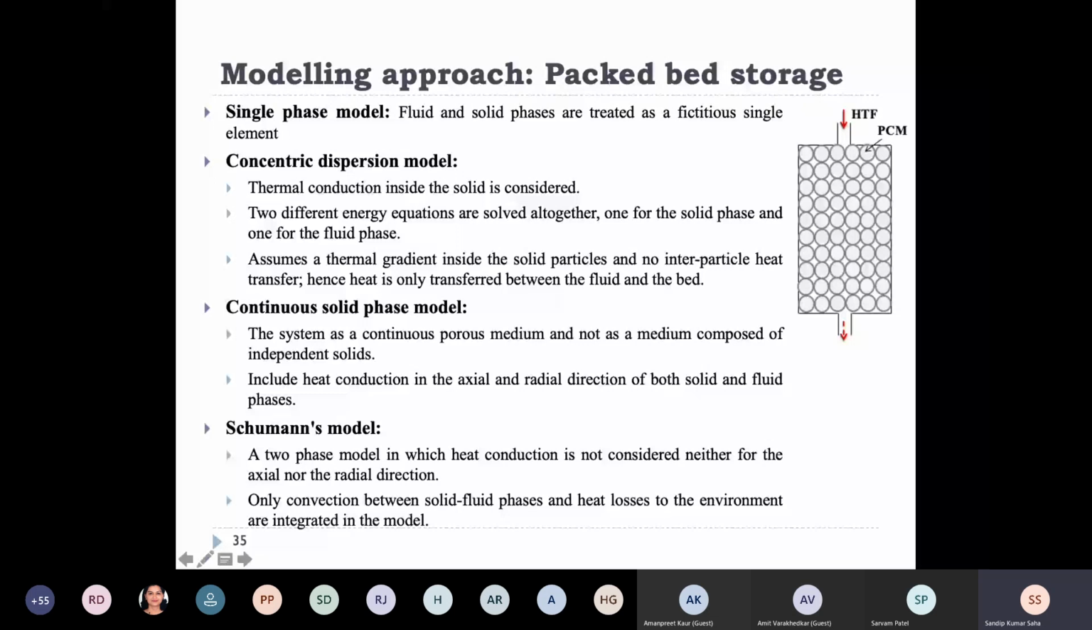One is the concentric dispersion model, another one is the continuous solid phase model, another one is Schumann's model, and Schumann's model is the oldest model in this category. And what are the distinctions? I can read it now, but if you see the equations, it is very much visible through the equations. So the single phase model, let me first discuss.